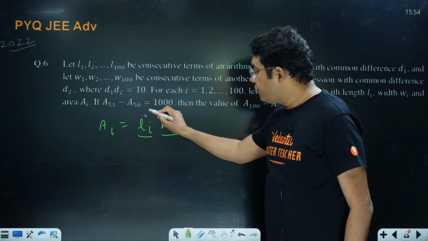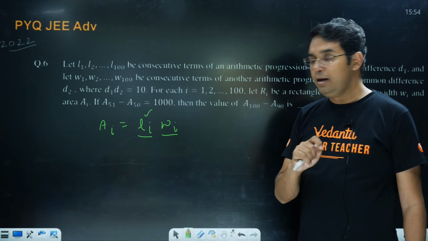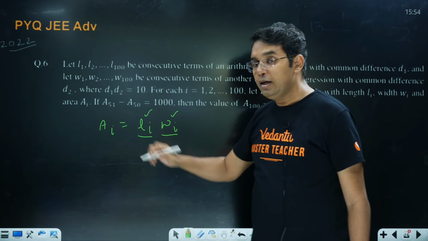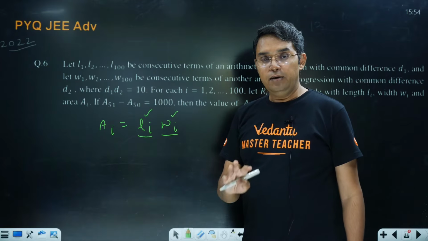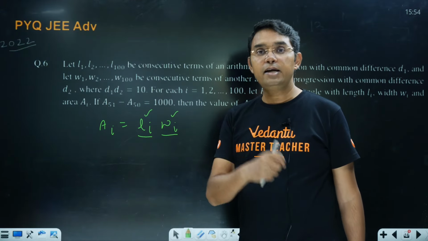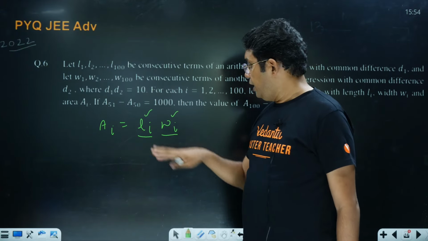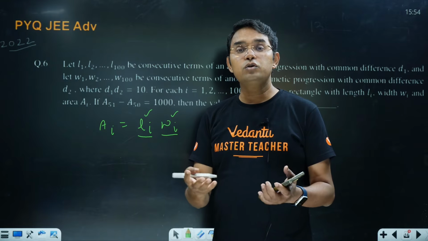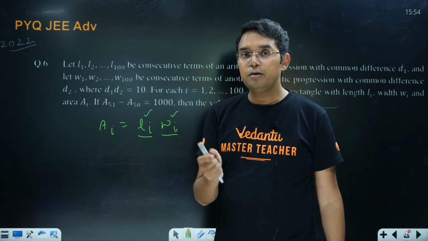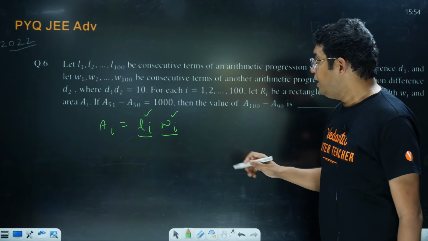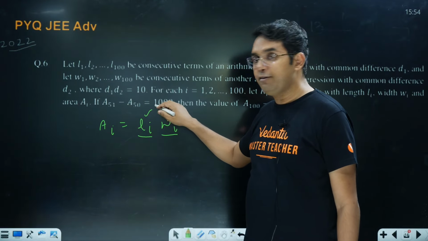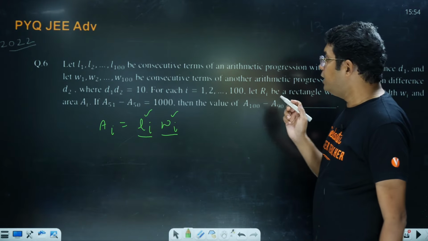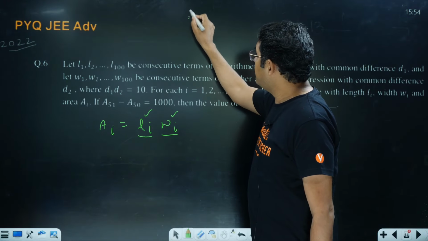So the general term of Li will be linear in n, Wi will also be linear in n, which means the Ai series will be quadratic in n. If it is quadratic in n, this means it should be some series whose first order difference will be AP. First order difference will be AP, like A51 minus A50, they have given 1000, then they are asking A100 minus A90. So what I am saying, let me write it here.